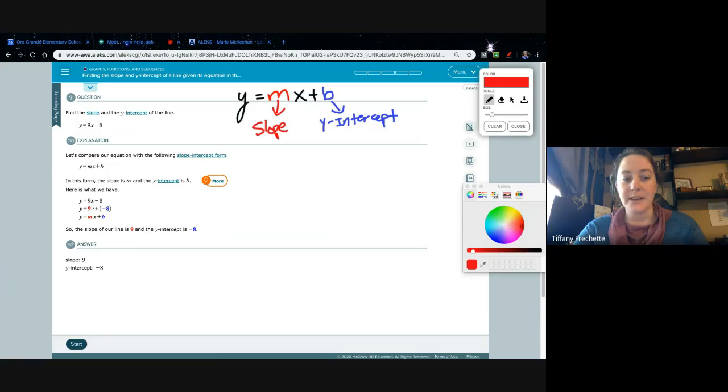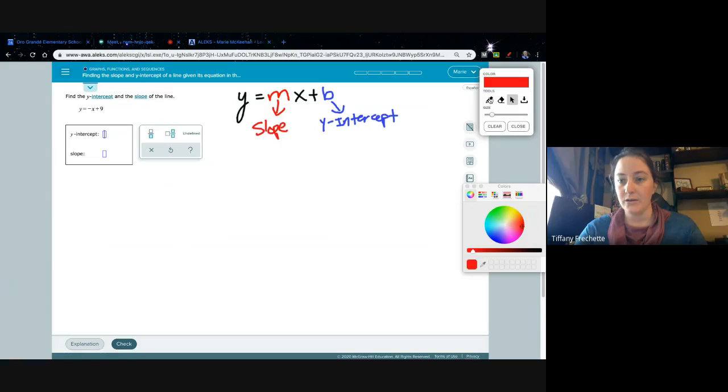So we have y equals mx plus b. So m, which is next to the x, always next to the x, is 9. And then b is what's being added or subtracted, which is negative 8. So our slope is 9 and our y-intercept is negative 8. And that's it. That's all we're going to do on this one, is just pull the information out.